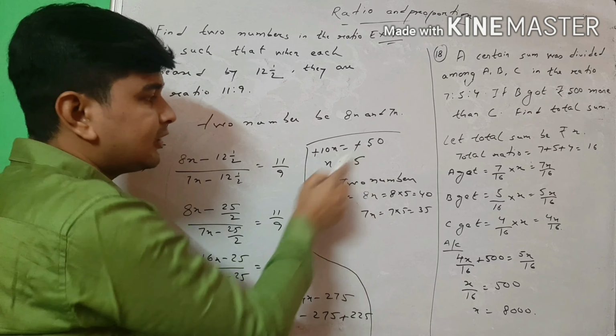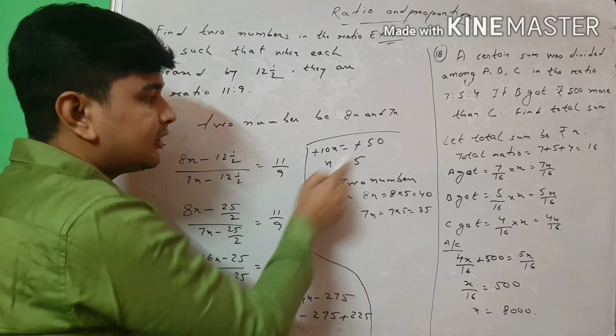Next question, question number 18. A certain sum was divided, not mentioned what the sum is. A certain sum was divided among A, B and C in the ratio 7:5:4. If B got rupees 500 more than C, find the total sum. It is not mentioned what the sum is divided among A, B, C, but it is given in the ratio form 7:5:4.